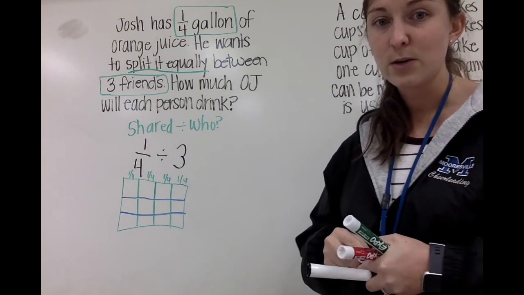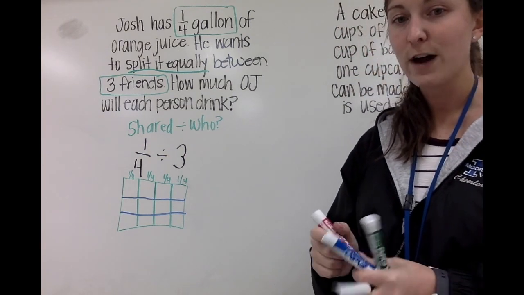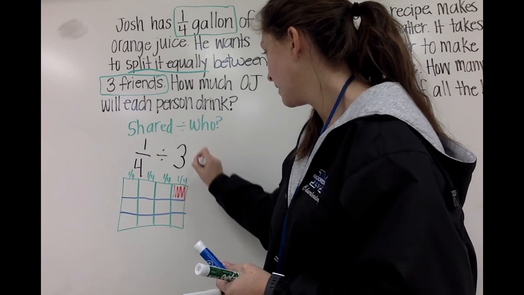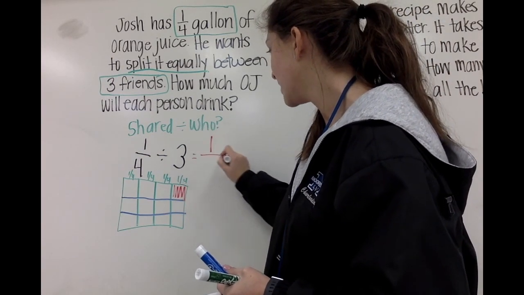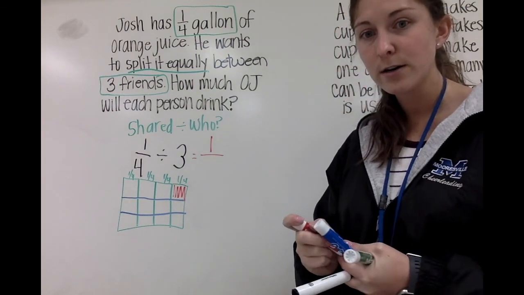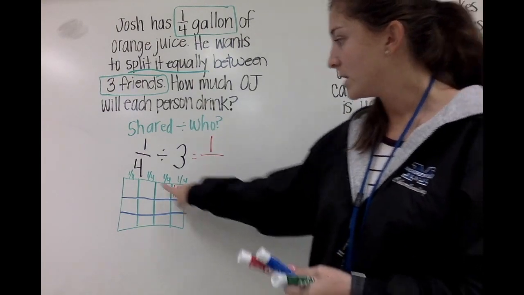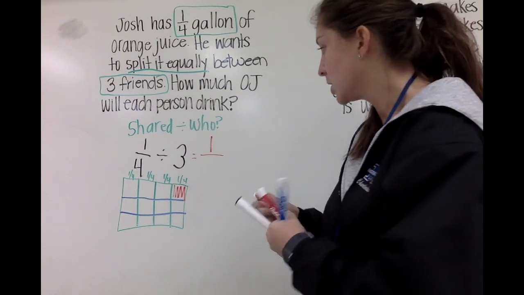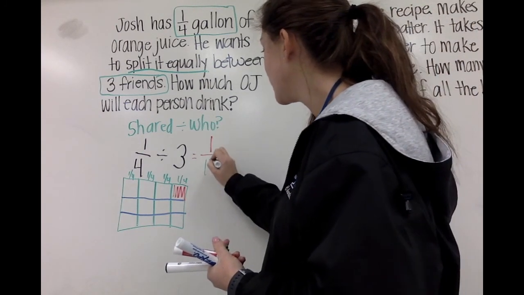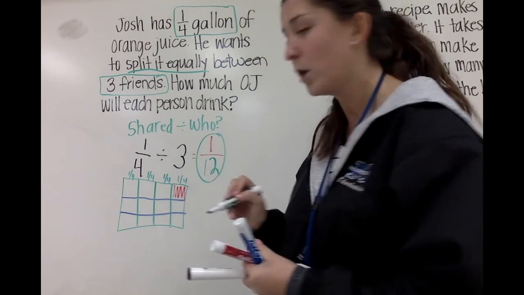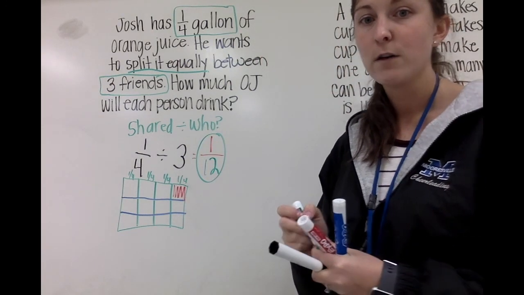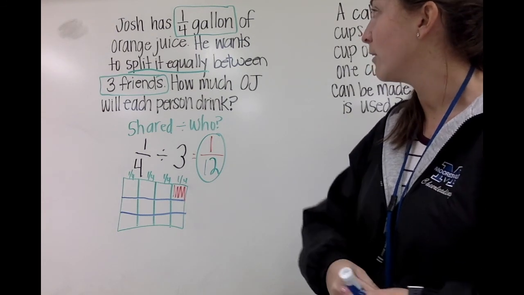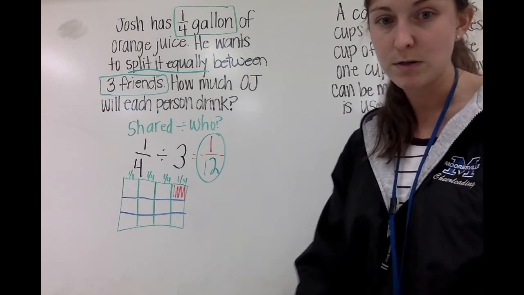And again, just like we did with the other problem, I can find my answer by shading in one piece. The amount that I shaded would be my numerator, and my denominator will be the whole number of pieces that are in my model, which are 12. So that means that each person would get 1/12, or they will each drink 1/12 of a gallon of orange juice.